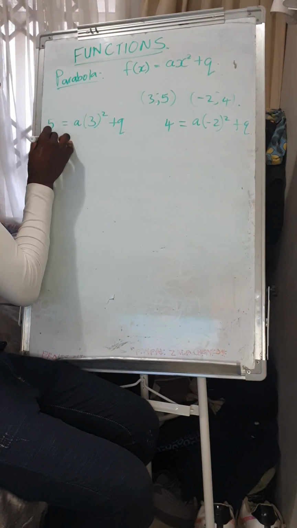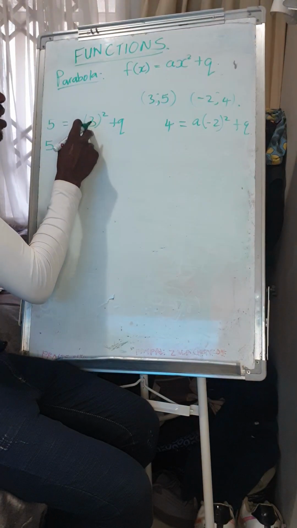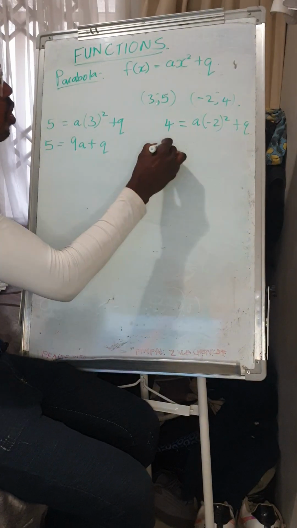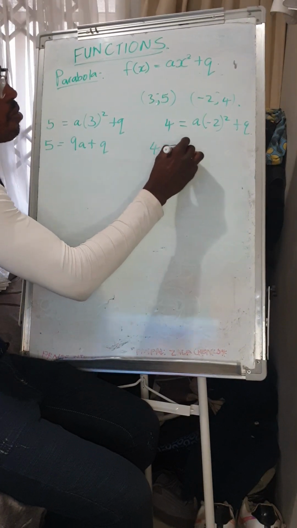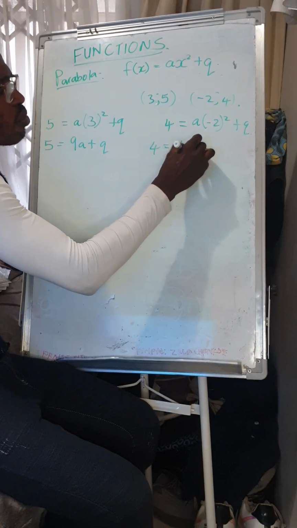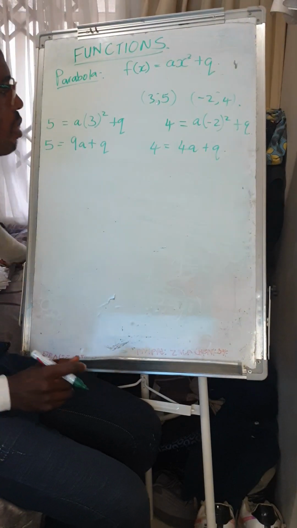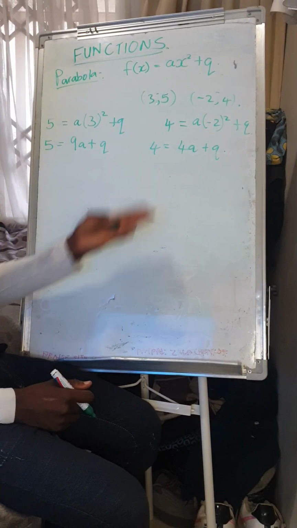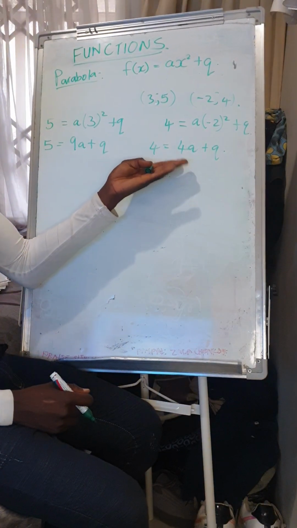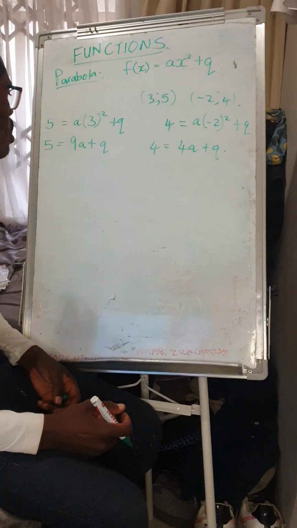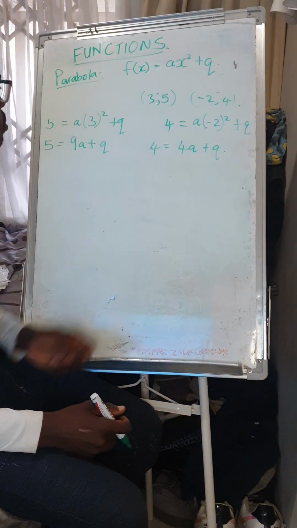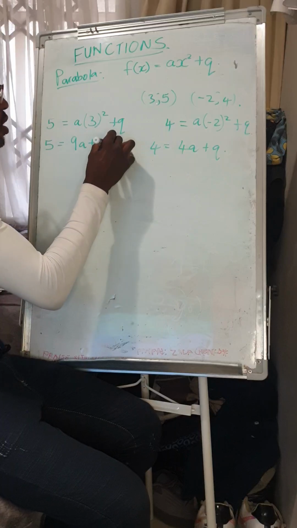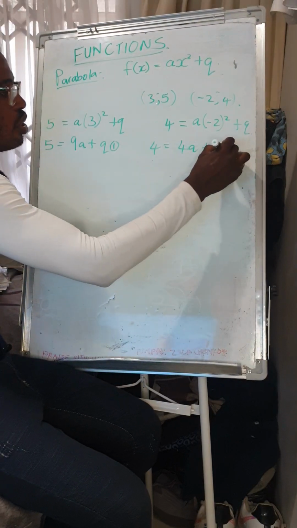What do we get at the end? 5 equals 9a plus q. On the other side, we have 4 equals 4a plus q. So with this you can either manipulate this or manipulate that. I decided to manipulate this one. This is equation 1. This is equation 2.